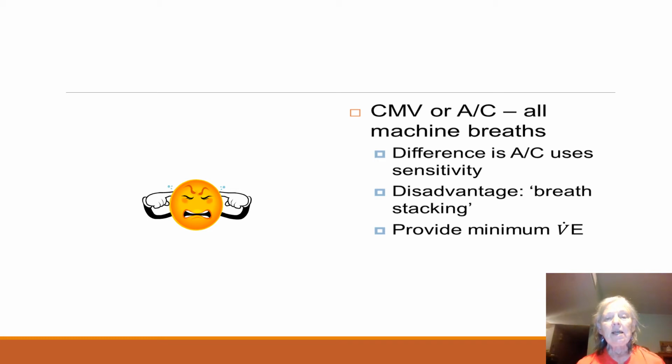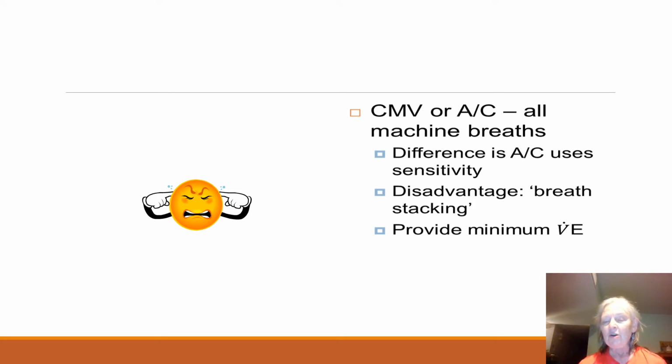So what do we see next with our CMV or assist control? These are all machine breaths. Remember though, assist control has sensitivity. If we reach that sensitivity, or the patient reaches that sensitivity, the patient's going to receive a machine breath. Disadvantage with this one, remember, is breath stacking. Breath stacking happens because of a time interruption.